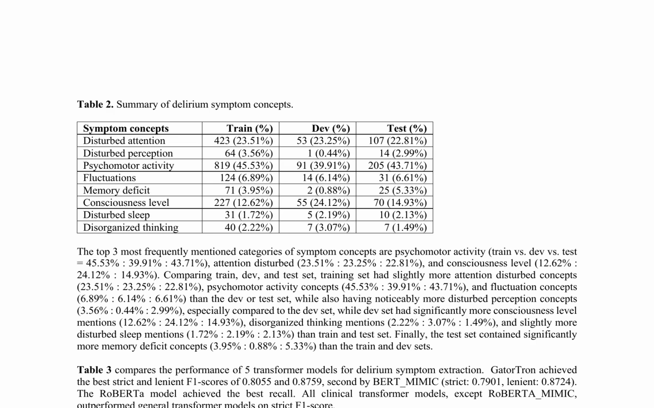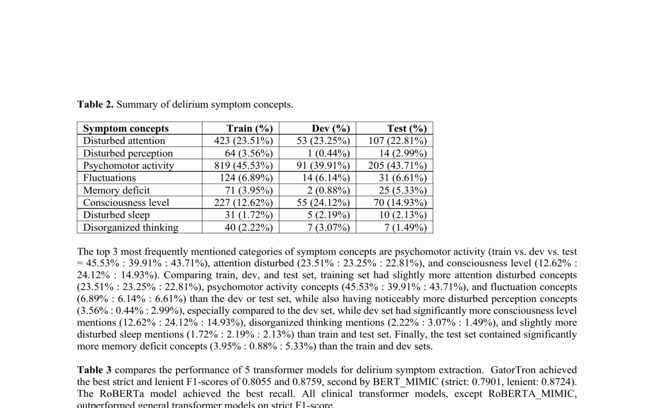Psychomotor activity, disturbed attention, and consciousness level are the top 3 most frequently mentioned categories. Notably, the training set has a higher proportion of attention-disturbed concepts, psychomotor activity concepts, and fluctuation concepts compared to the development and test sets. The performance of the 5 transformer models is compared in Table 3.